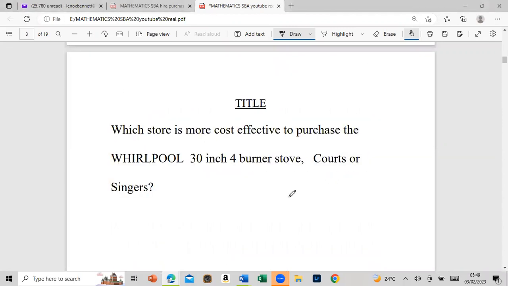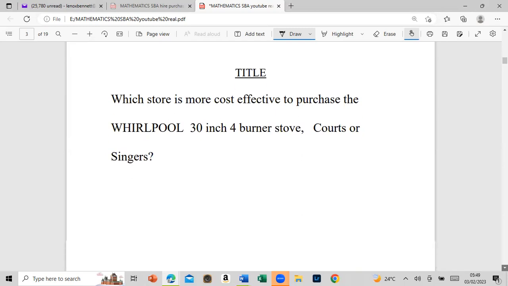Alright, so let's go. So this is the title. Which store is more cost effective to purchase a Whirlpool 30-inch burner stove, Courts or Singer? So here, guys, we will be comparing a hire purchase of a 30-inch stove between Courts and Singer. Who will be the winner? Alright, so that's the title.